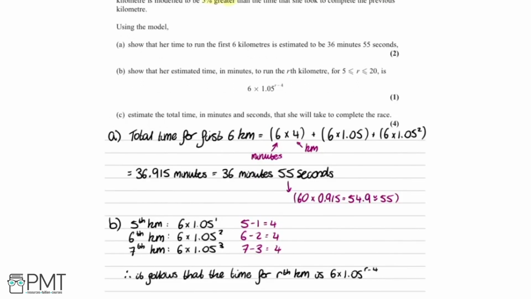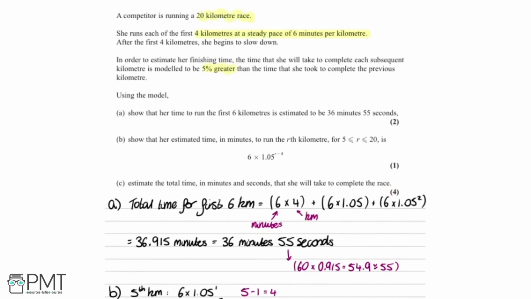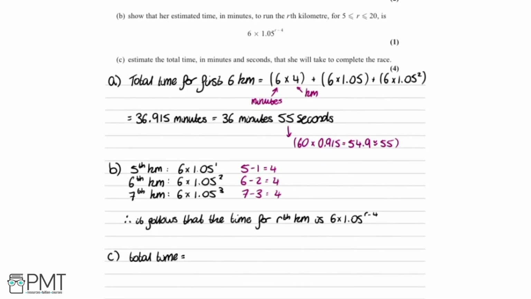So we need to estimate the total time in minutes and seconds that she will take to complete the race. And that's for 4 marks. So we know that she runs at a steady pace of 6 minutes per kilometre for the first 4 kilometres, and we previously worked out that that was 24 minutes. So we can write that down here and not worry about that. We can just say total time at the start is going to be 24 minutes.